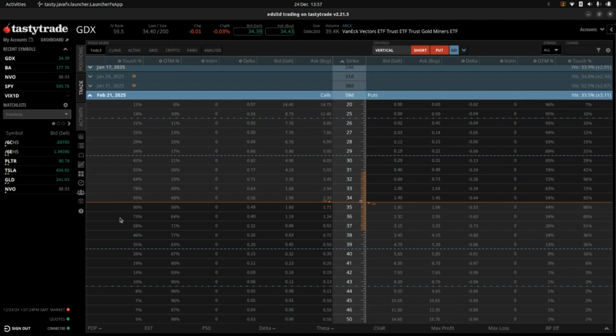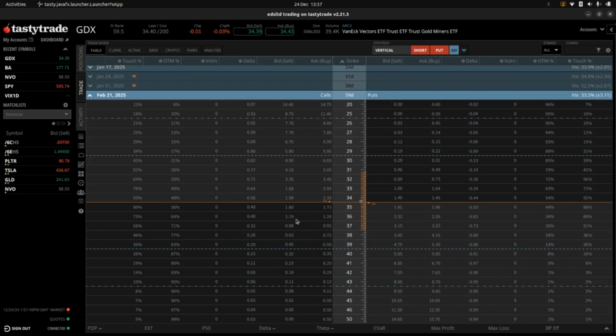So this horizontal orange line shows us where the price of GDX currently is with respect to the strikes, and this vertical orange bar shows us what the expected move of GDX is over the next 59 days.